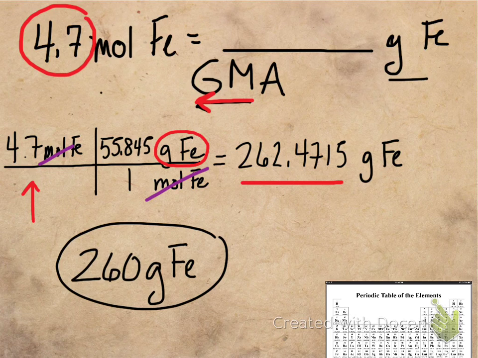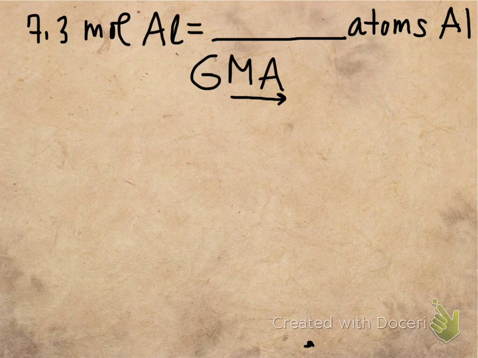Let's try a slightly more interesting one. This is still a one-step, but for some reason these seem to be a little bit more challenging for people. So let's say we're told that we have 7.3 moles of aluminum, and we'd like to know how many individual aluminum atoms that would be. Well, if we look at the GMA graphic, we can see that this will be a one-step conversion, and we know we're starting in moles, so we're going to go straight to atoms.